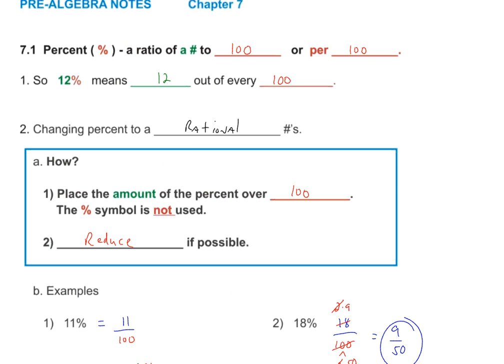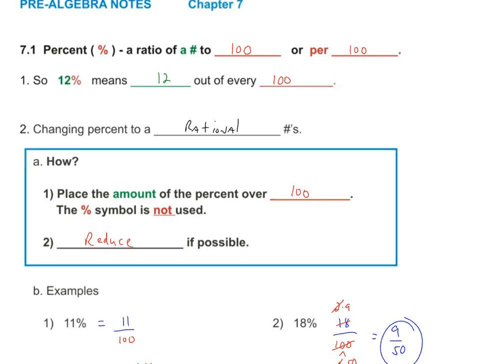All right, let's go back and do a quick review here. Remember, we're talking about percent. What does that mean? It's a ratio of a number to 100. That means a fraction, which means the number per 100. How many out of 100? So if we said 12%, we mean 12 out of every 100.